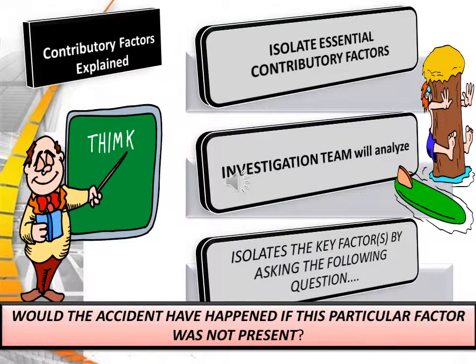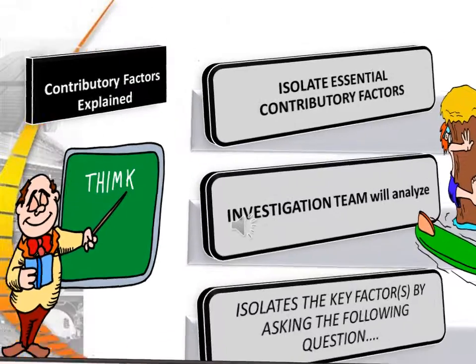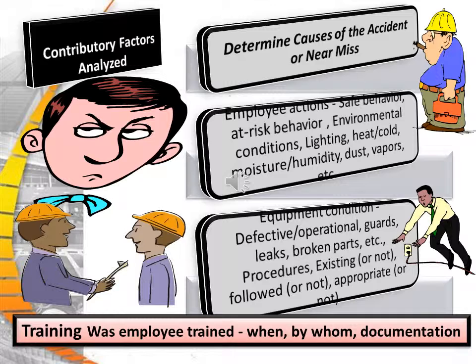Isolate essential contributory factors. An investigative team will analyze, isolating the key factors, and ask the following questions. Would the accident have happened if a particular factor was not present? Determining the causes of an accident or near miss means looking at employee actions, safe and at-risk behavior, environmental conditions, equipment condition, defective or inoperable guards, leaks, broken parts, procedures, existing or not, followed or not, appropriate; was the employee trained, when were they last trained, by whom, and what the documentation was.